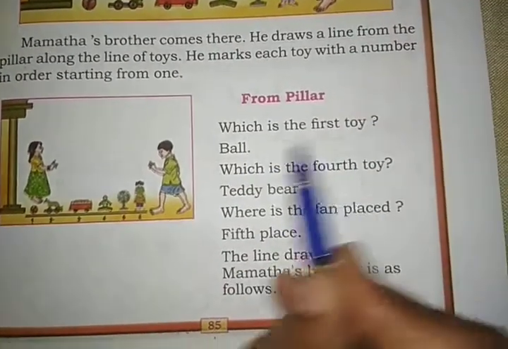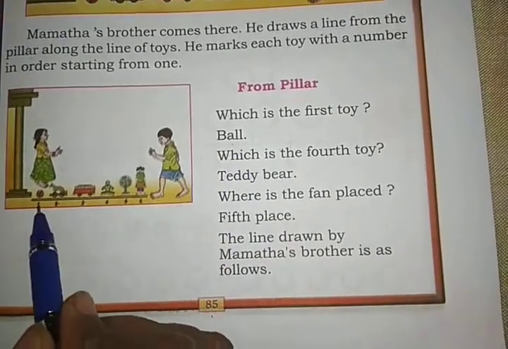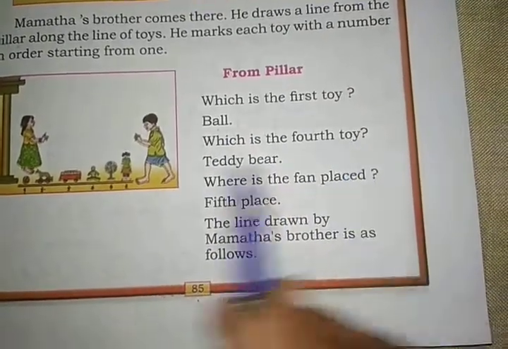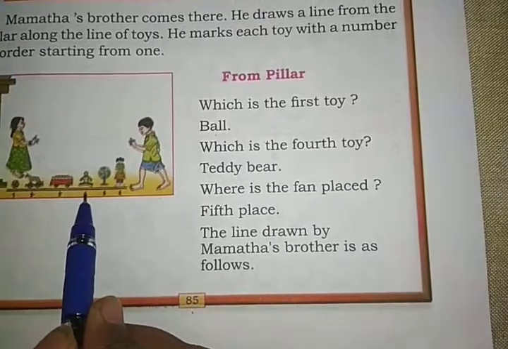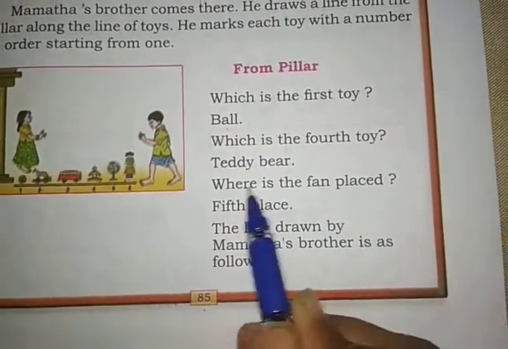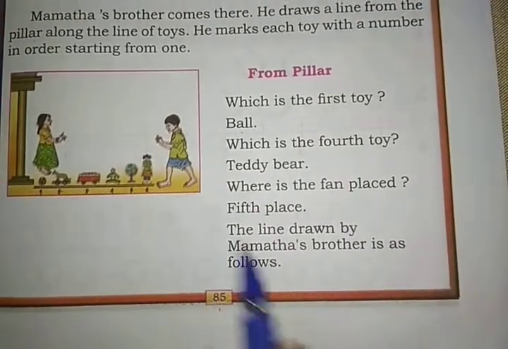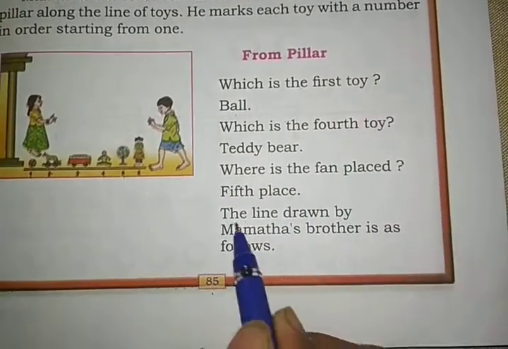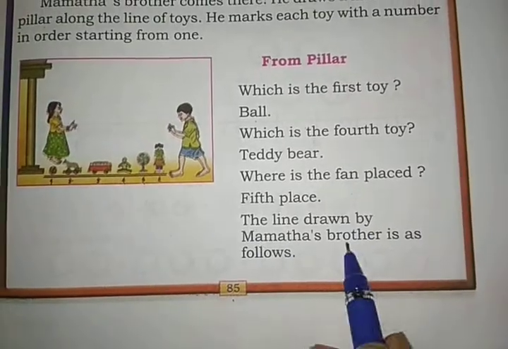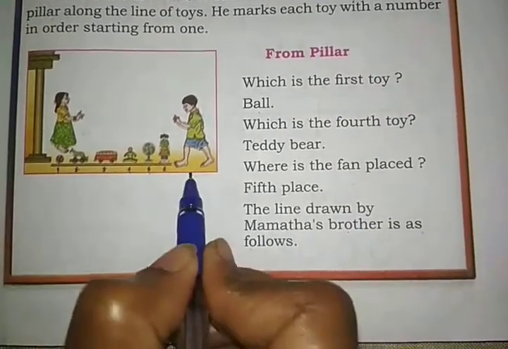See, which is the first toy? Ball. Yes, ball. Which is the fourth toy? That is a teddy bear. Where is the fan placed? In fifth place. The line drawn by Mamta's brother is as follows.